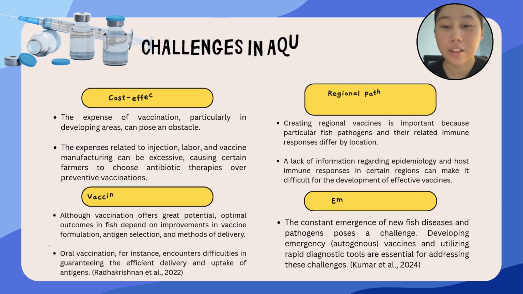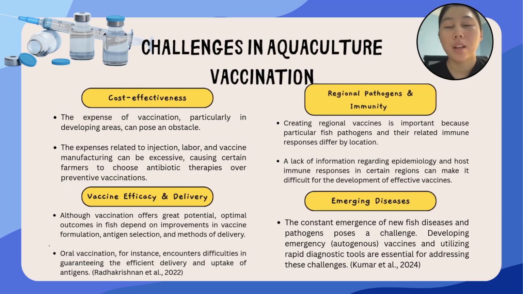Next is challenges in aquaculture vaccination. Number one is cost effectiveness. The expense of vaccination, particularly in developing areas, can pose an obstacle. The expenses related to injection, labor, and vaccine manufacturing can be excessive, causing certain farmers to choose antibiotic therapies over preventive vaccinations. And number two is vaccine efficacy and delivery.